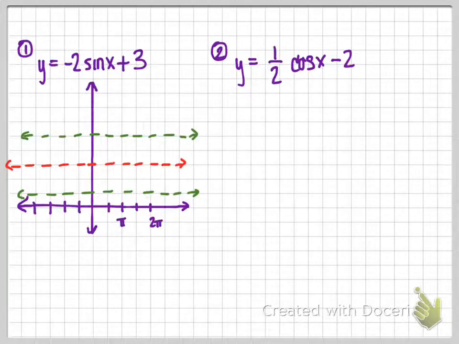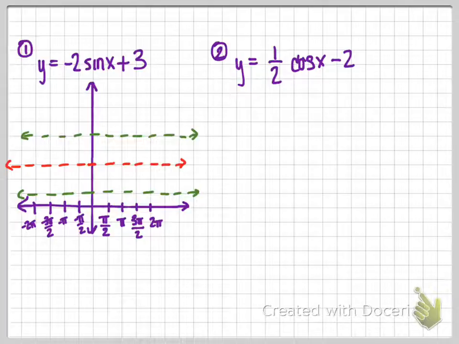Okay, halfway is pi, halfway to that is pi over 2, and 3/4 of the way is 3 pi over 2. And I'm going to do the same thing in the other direction. It's -2 pi, halfway is negative pi, halfway to that is negative pi over 2, and halfway to that is -3 pi over 2.